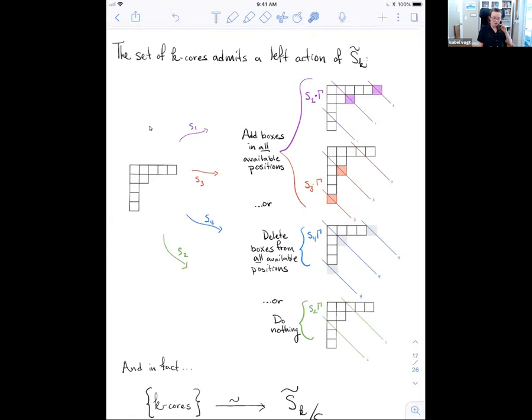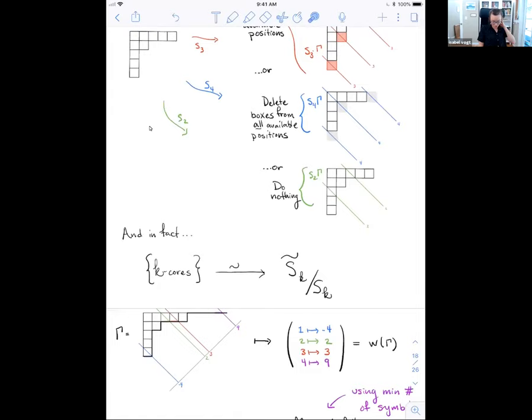And in fact, the set of K-cores is isomorphic to the quotient of S_K tilde by S_K, which is just reordering. And this is S_K tilde equivariant for the left action of S_K tilde.